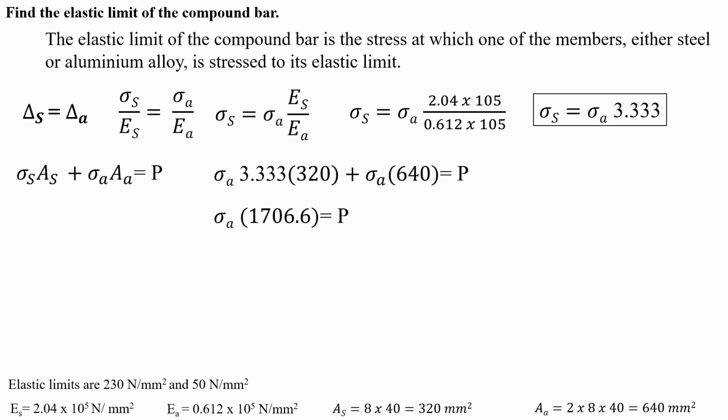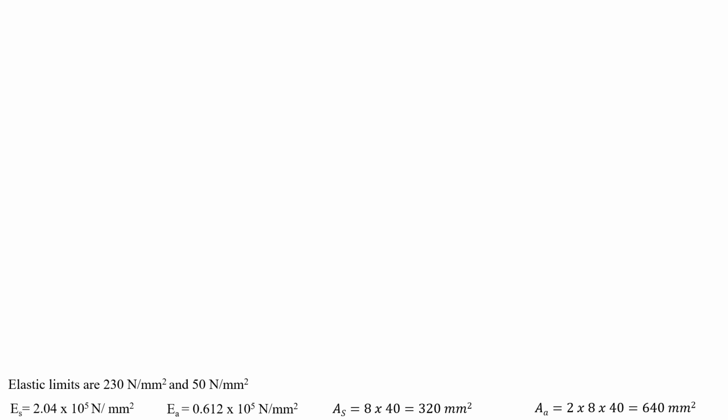So then we can express the sigma A value in terms of P. So sigma A equals P divided by 1706.6. So we know the relationship between sigma A and sigma S. Similarly, sigma S can also be represented in terms of P, so sigma S equals P divided by 512. We determined the sigma A and sigma S values in terms of P.